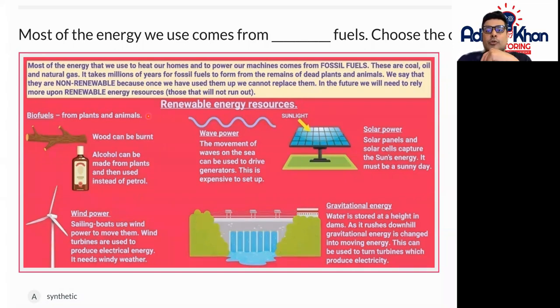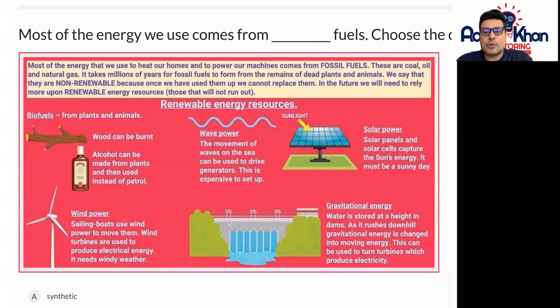Animal dung could be used. So for example, the dung created by cows and buffaloes, that could be used to create fuel as well. Wood can be burnt. Alcohol can be made from plants and then used instead of petrol. That's another alternative for renewable fuels.